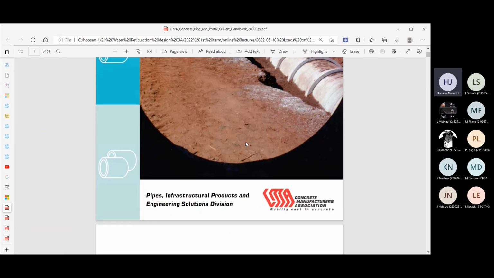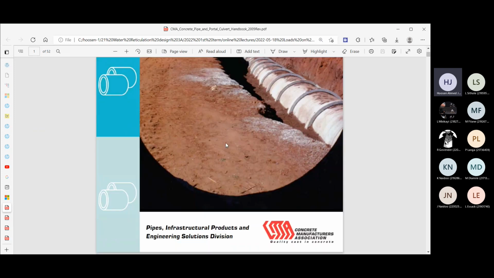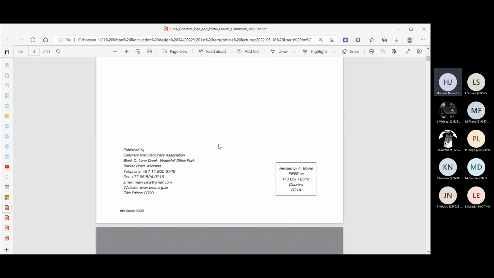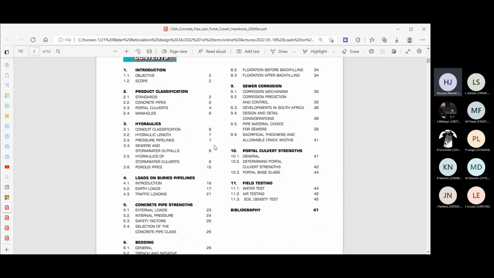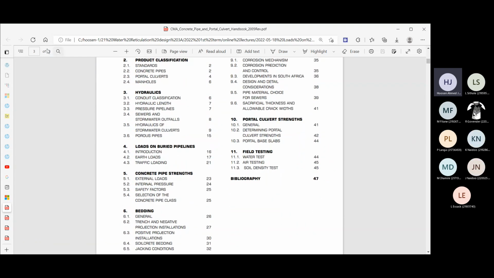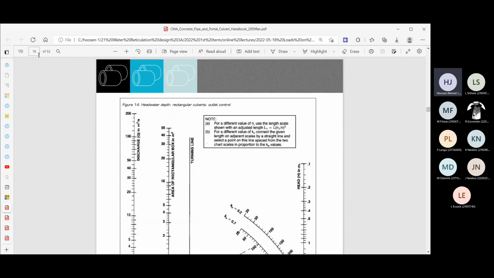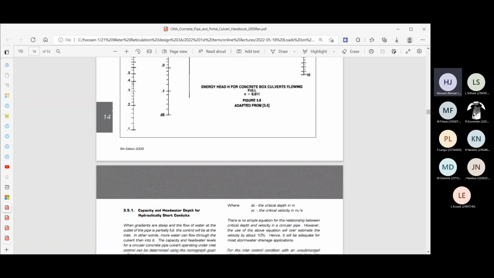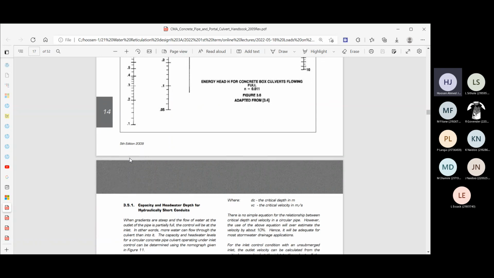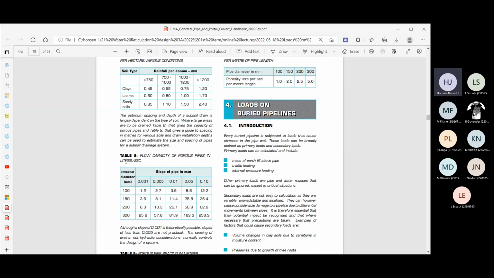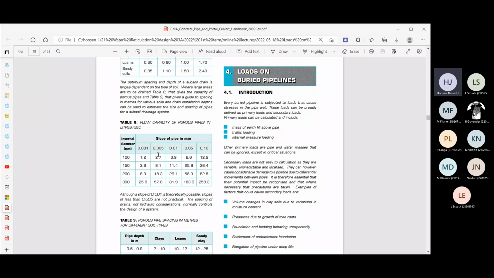When it comes to the loads on pipelines, okay, let me find the relevant section here. Just bear with me. Page 16. So we'll go to the section on this, page 16. I will upload this. It's available for free, so I'll upload it for you onto Moodle. It's not currently on Moodle, but I'll upload it, and I'll strongly advise you to read through this.